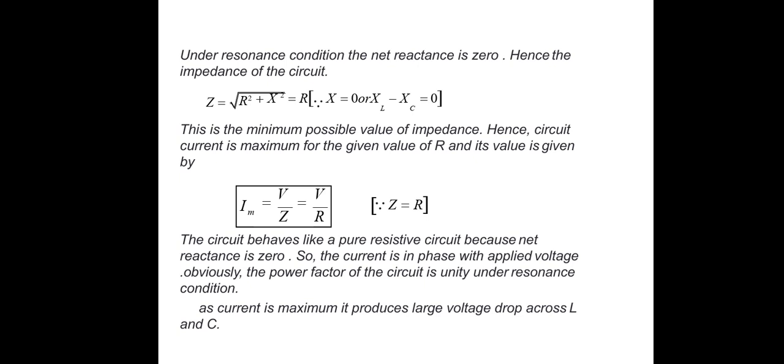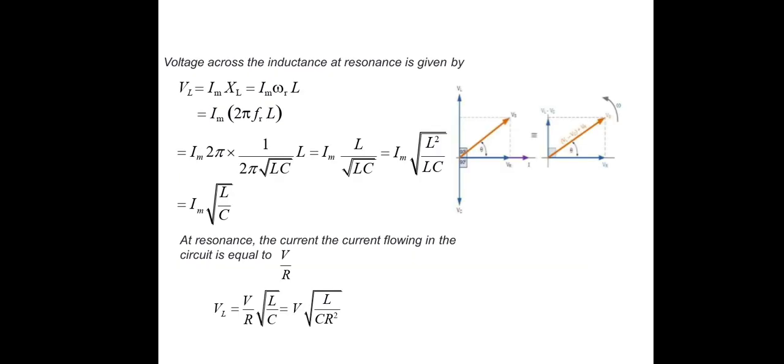As the current is maximum, it produces a large voltage drop across the L and C. We already know that in a series resonance circuit, the minimum impedance occurs. That means at the resonant condition, XL equal to XC, so both will be cancelled and the minimum impedance Z is equal to R in the circuit, and the maximum current will flow through it.